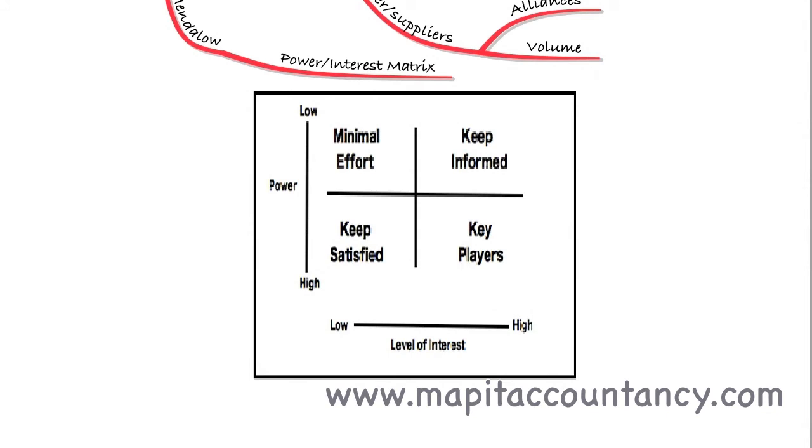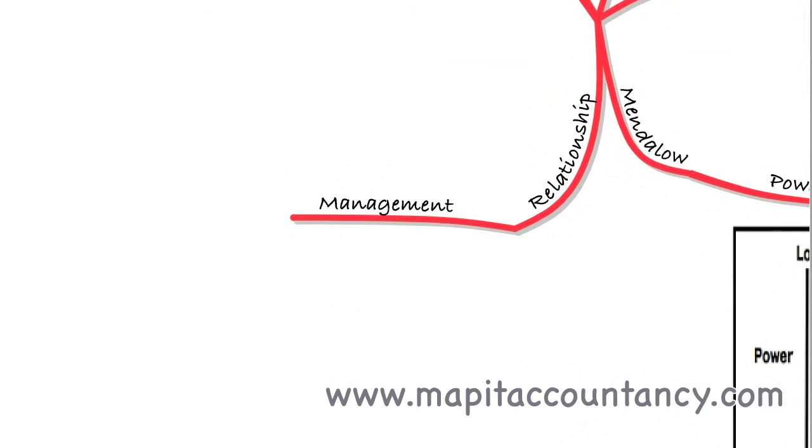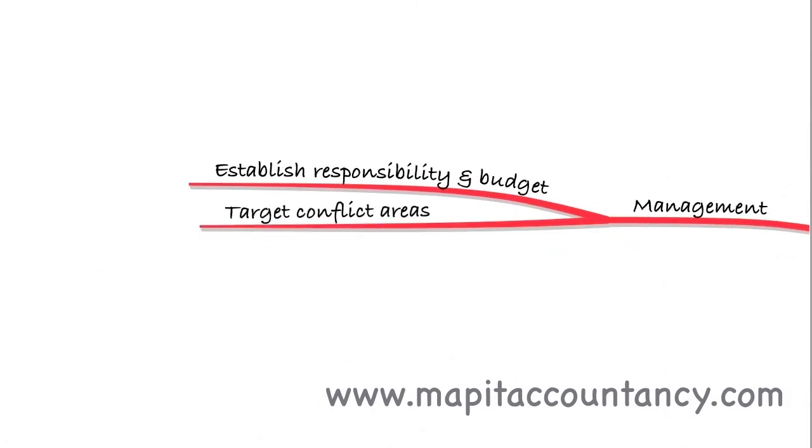Once we have identified our stakeholders, we know their power, we know their interest, we need to think about how we deal with the relationship that we have with those stakeholders. So managing our relationship will be important. We need to do, first of all, things like establishing responsibility and a budget for stakeholder management. So we may set someone in charge of that. We'll say, look, you're in charge with managing our relationship with this particular stakeholder. We have a budget for that, and that will involve us actually deciding what we're going to do to manage that relationship. So for example, we might target conflict areas.